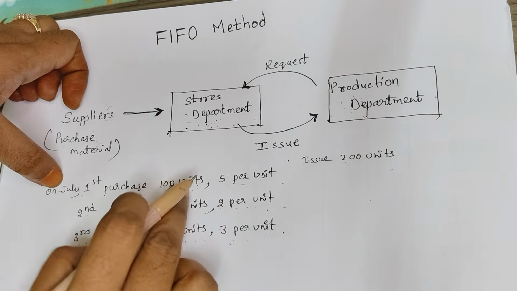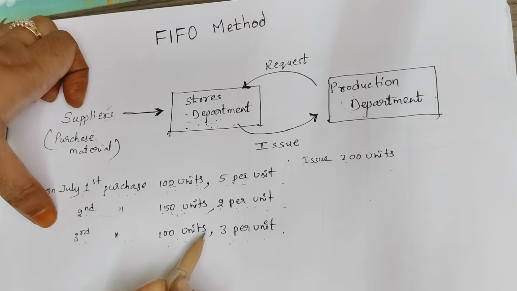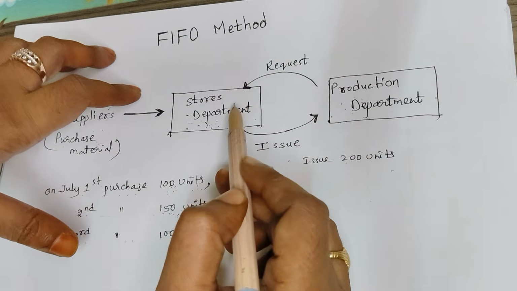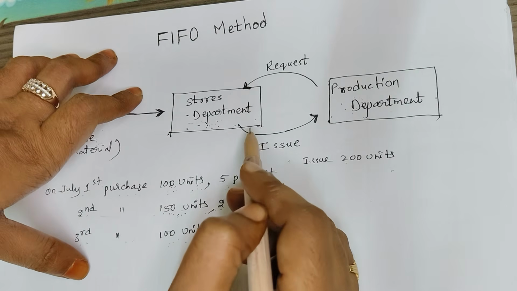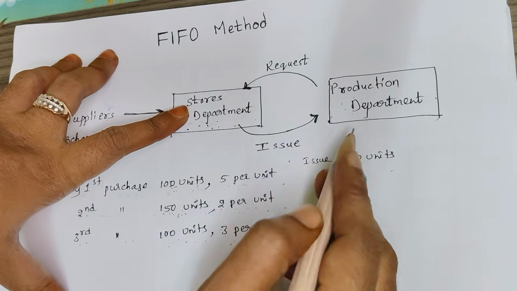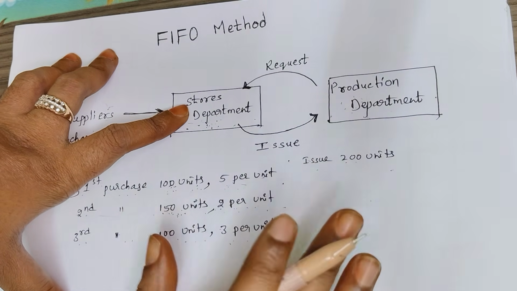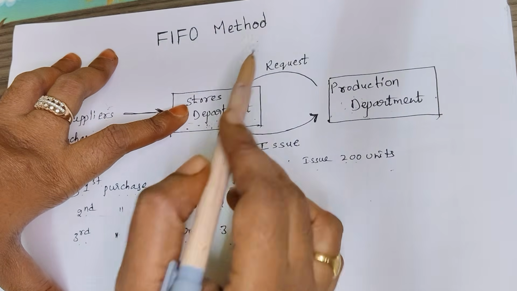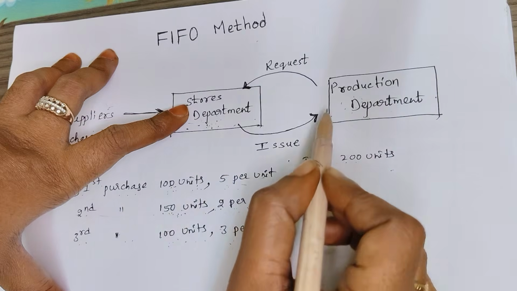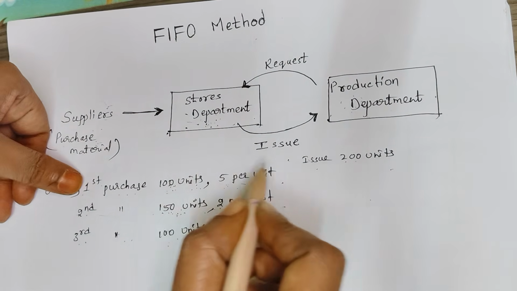So how much stock is available in our store? 100 plus 150 plus 100, total 350 units of raw material is available in our store. Production department requested 200 units for production purpose. Then stores department will issue those 200 units. According to which method the stores department will issue that material, that is the matter here. If it is FIFO method, first in first out, in that order the stores department will issue the material. First in first out method is nothing but first purchases will be issued first.